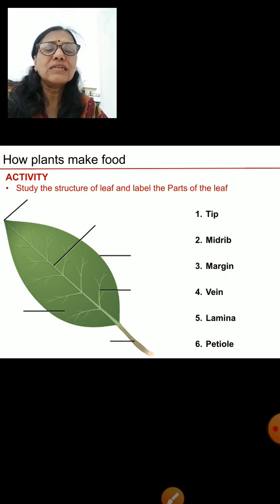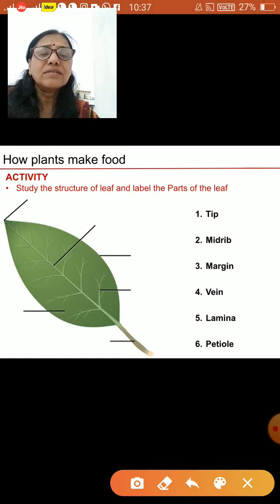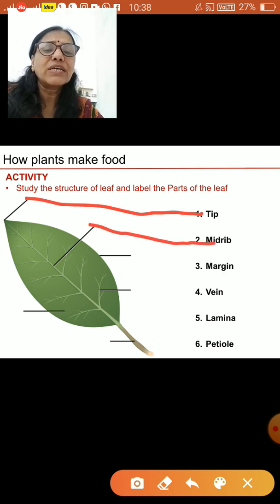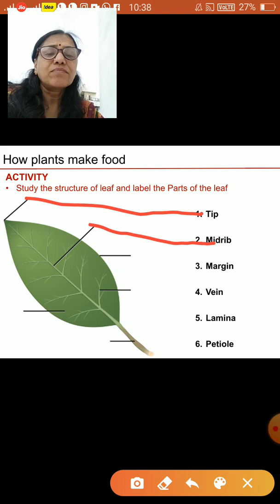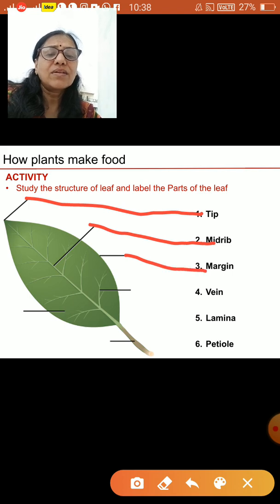So see, where is the tip? This is the tip. Okay, see here is the tip, right? Then midrib. Which is the midrib? This is the middle line of the leaf, called the midrib, or you can say main vein. Okay. Then see, this is the margin of the leaf. So this is the margin. Okay. These are the small veins.